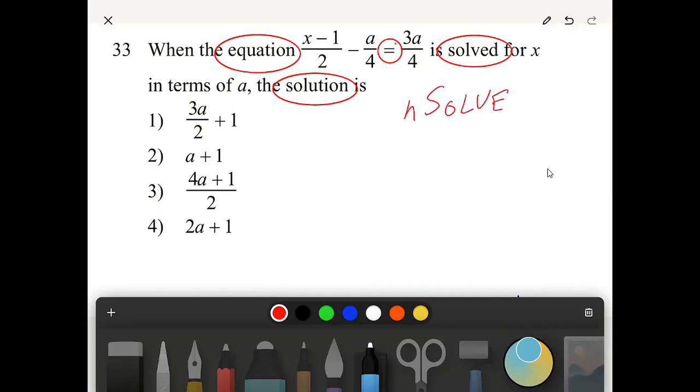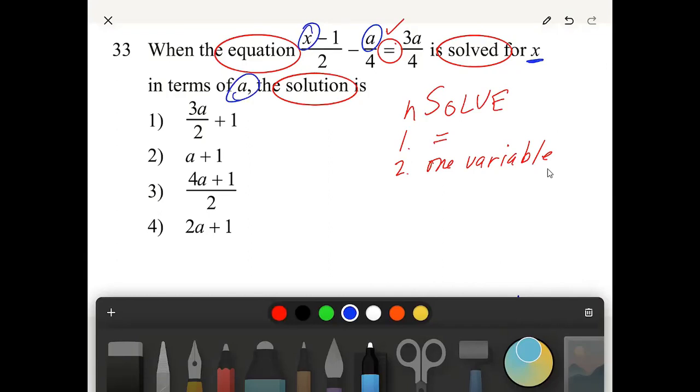Now, but there's a problem with this question. nSolve only works when you have an equal sign, which we do, and one variable. Now, this one is not one variable. We have two variables. We have an X and we have an A. So now that means that we're going to have to get rid of one of the variables. And guess which one we're going to get rid of? Well, we're solving for X. So let's plug in a number for A.